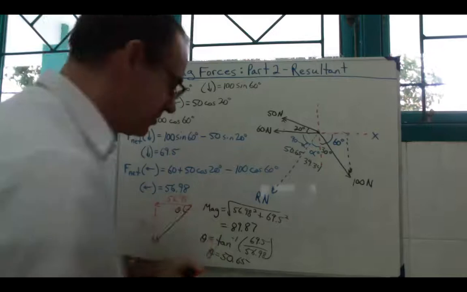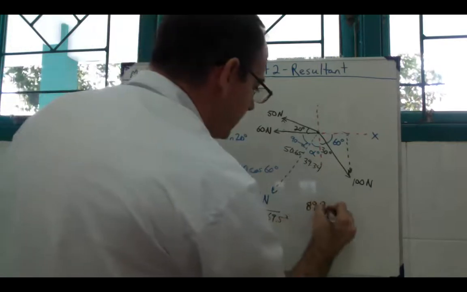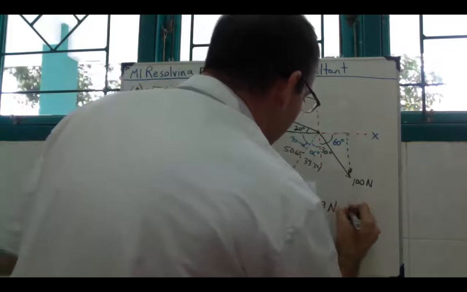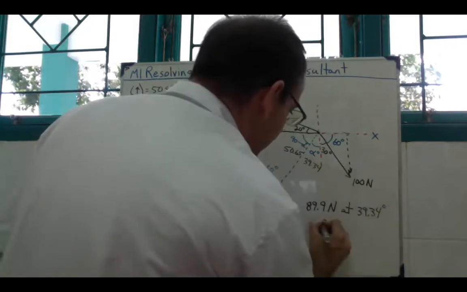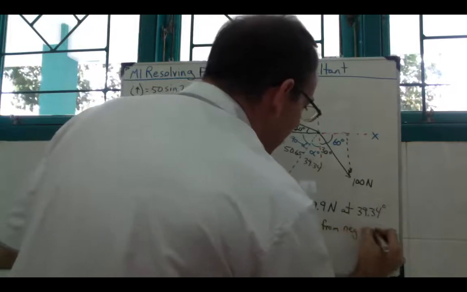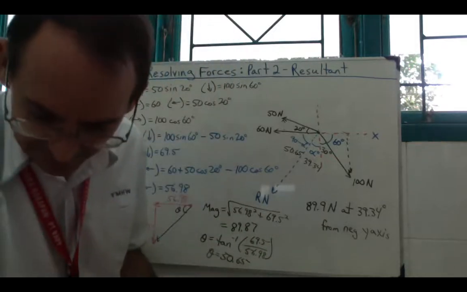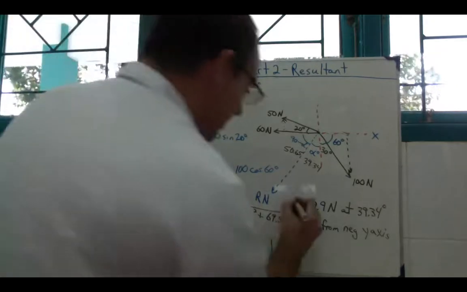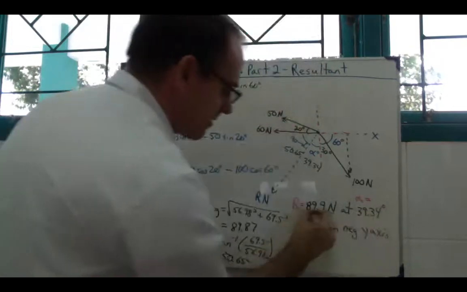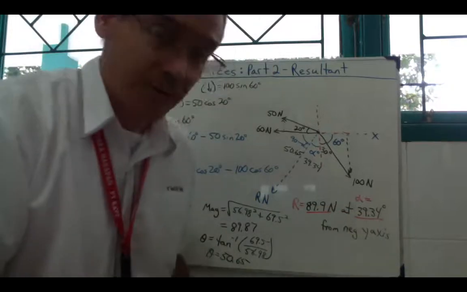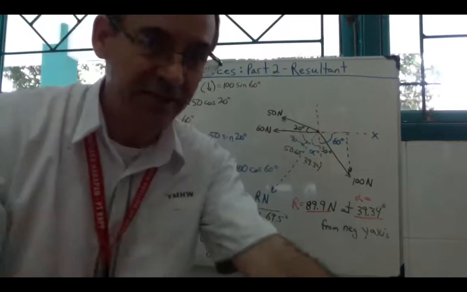So our magnitude and direction is a magnitude of 89.9 newtons at 39.34 degrees from the negative y-axis. And actually, it just asked us to find the magnitude and the direction. So our R is this one, and our alpha is that one. So you can just put that for our answer, okay? So again, pay close attention to which axis you are oriented to, okay?